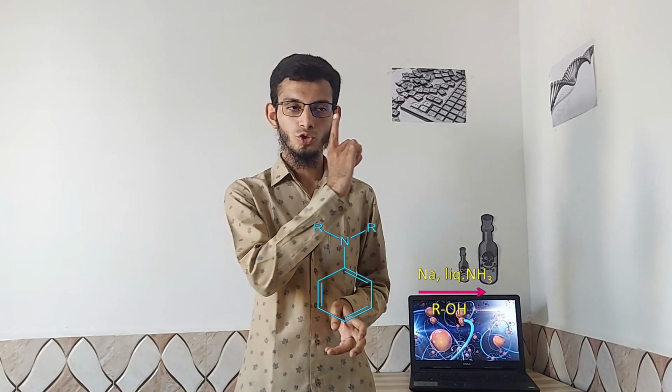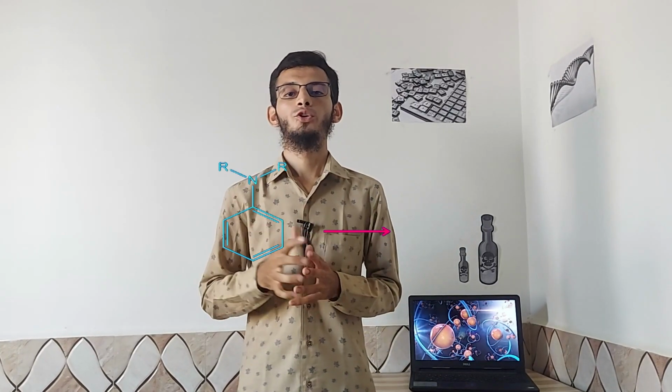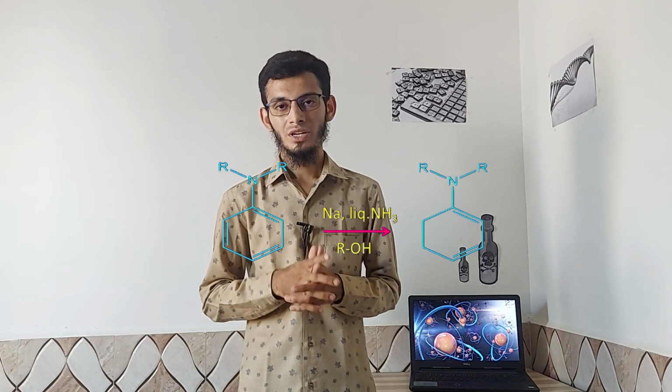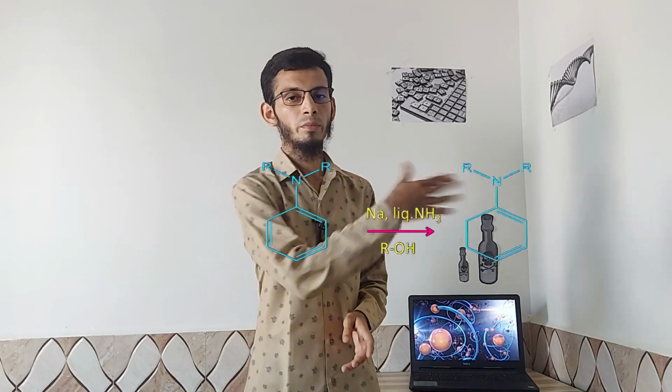Birch reduction of amines will give you conjugated product. Yes, you can get conjugated product in case of ether also, but by using acidic condition. But in case of amine, it will convert into the conjugated product. Let's go into the mechanism.